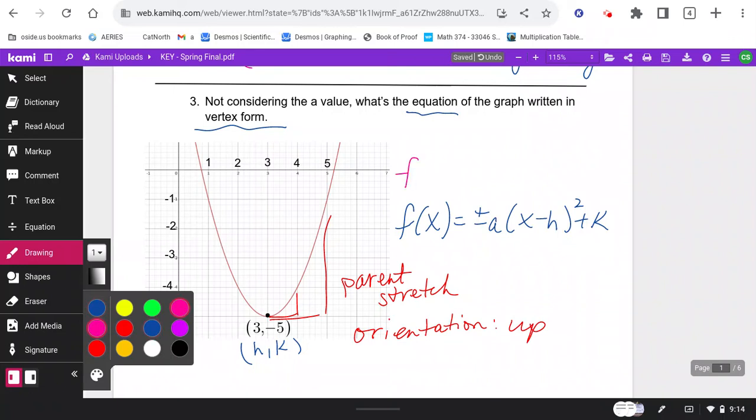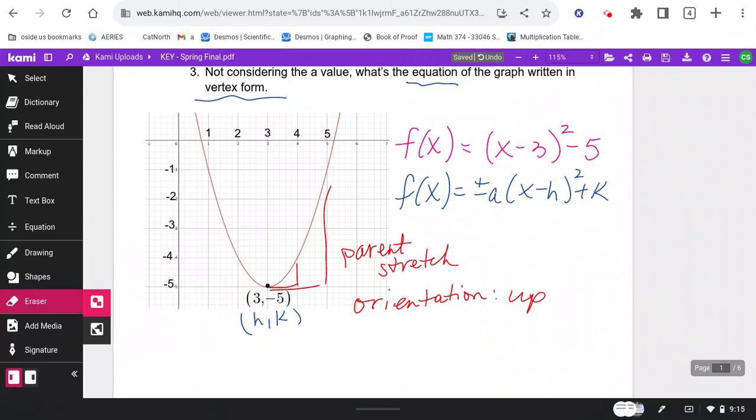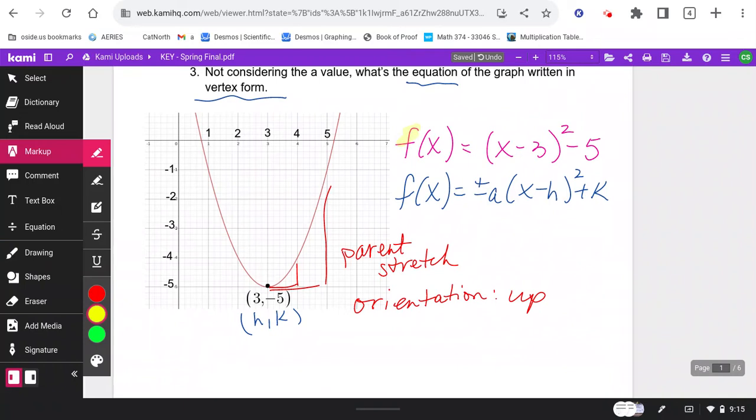All right, let's see how you did. Parent stretch is just 1, x minus 3 squared minus 5. And you can put the 1 or not put the 1. It's not needed when there's an invisible 1 in front. So that's it. So how's this multiple choice final going to do this? It's going to give you a graph and want you to choose the right answer from the multiple choice.